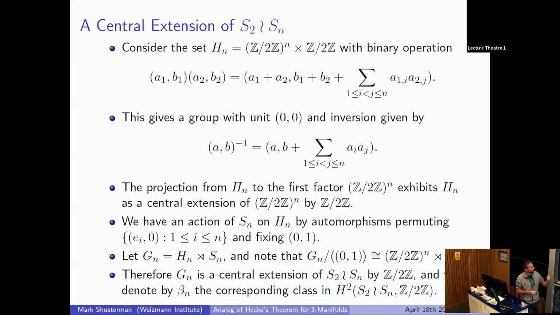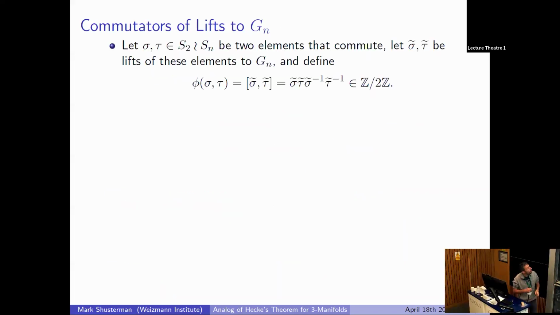But it's not enough just to construct the group and the class. We also need to know something about this group. And this is what the next slide is going to be about, some basic group theory of Gn. So the thing we need to know about Gn is what happens when you take the commutators of two elements which commute in the hyperoctahedral group.